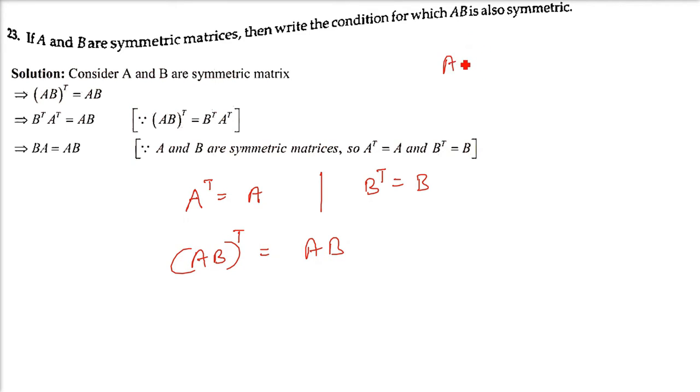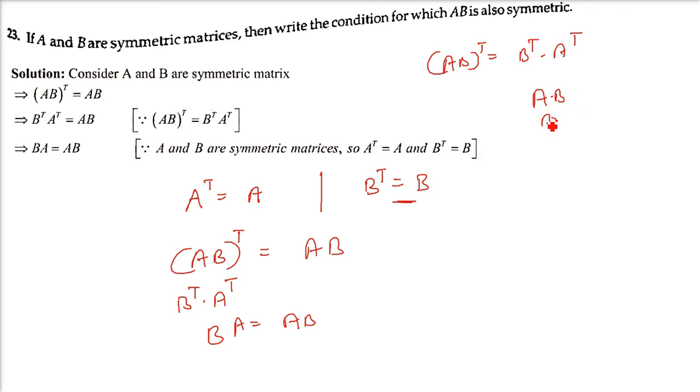So I just told you, when we take the transpose of a product of two matrices, it will be B transpose into A transpose. B transpose A transpose. B transpose is already given as B. A transpose is already given as A. So BA is equal to AB. Please remember, when you multiply matrices, A dot B and B dot A are not equal. But the case here is, in order for AB to be symmetric, BA has to be equal to AB.